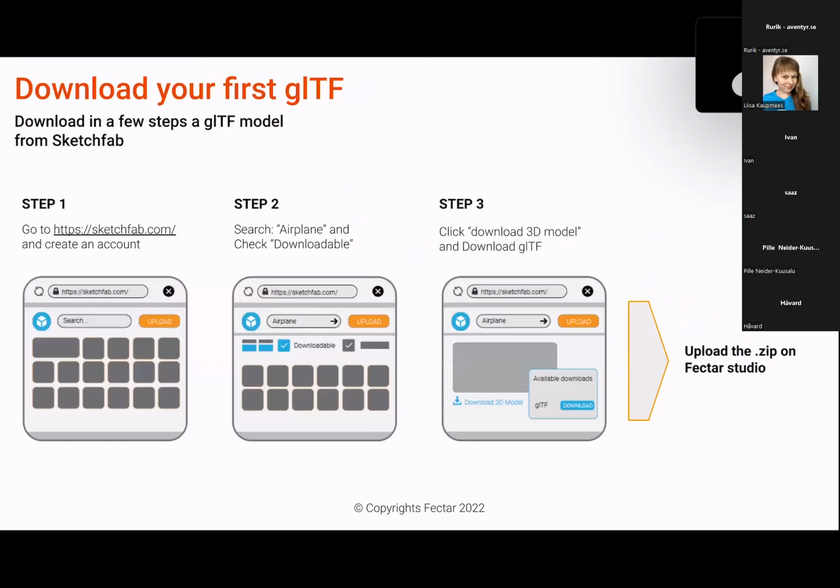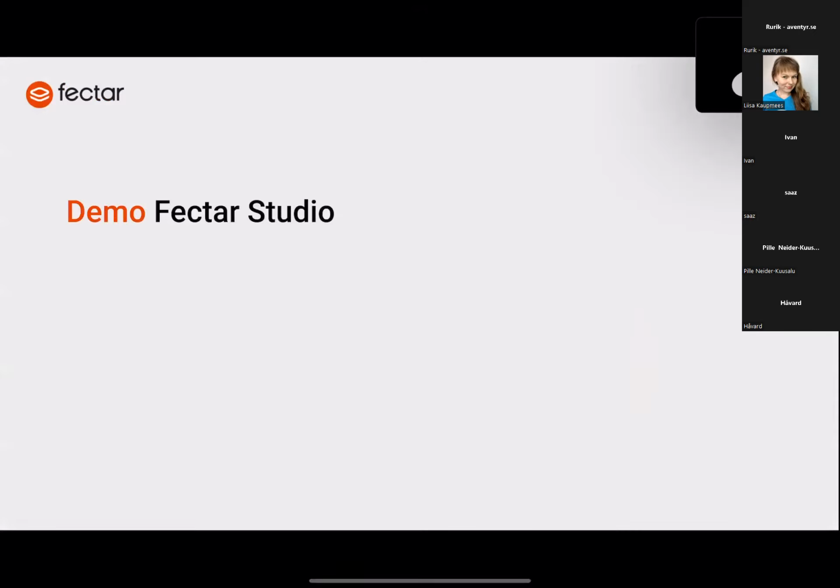And here's a small step-by-step for how to download your model from Sketchfab. You just log in, search for your 3D model. If it's downloadable, you can download the GLTF version and upload the .zip in Fectar Studio. I would really like to share my screen for the Fectar Studio interface and show a little bit around, and then show how a scene is built, and then show how it looks.